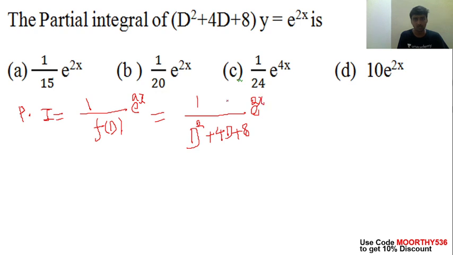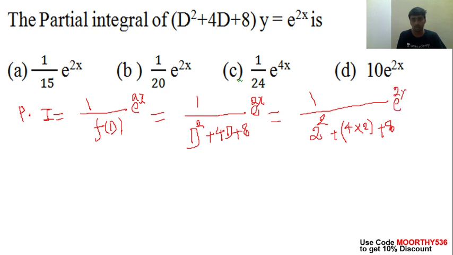Here a is equal to 2. We have to substitute the number 2 instead of D. So D square is 2 square, plus 4 into 2, plus 8, into e power 2x. This is the procedure. Then 2 square is 4, plus 4 into 2 is 8, 4 plus 8 is 12, 12 plus 8 is 20.